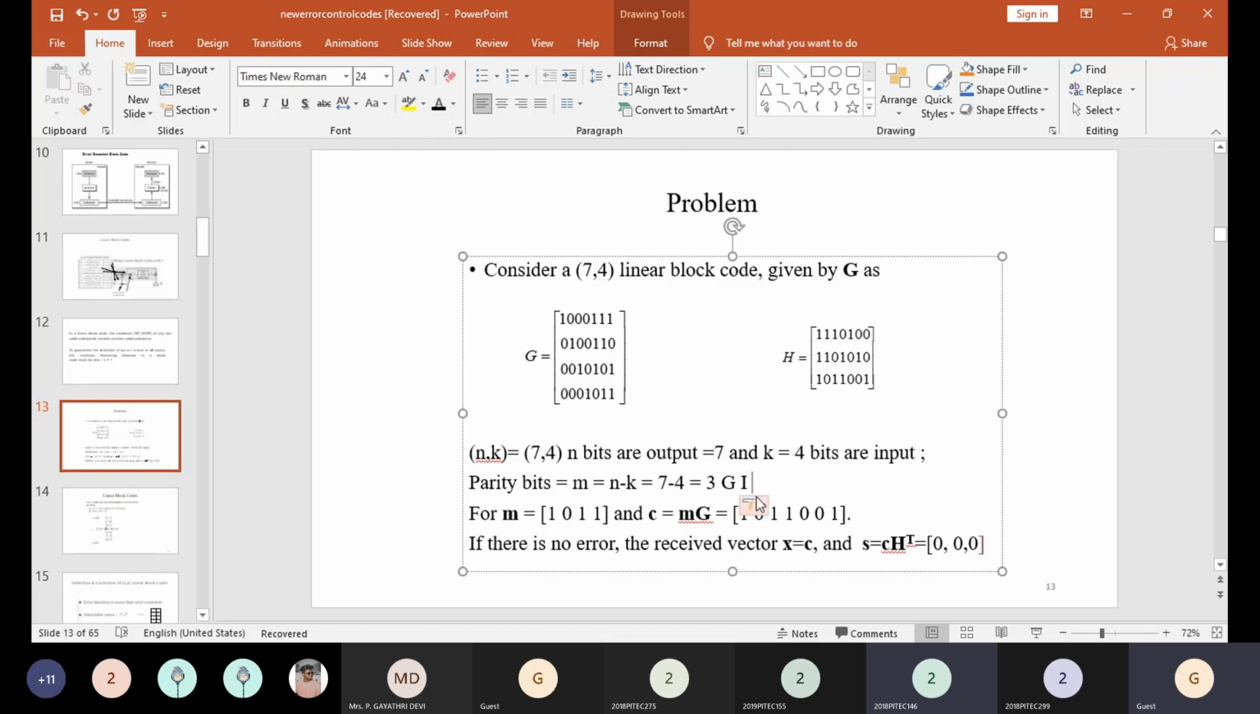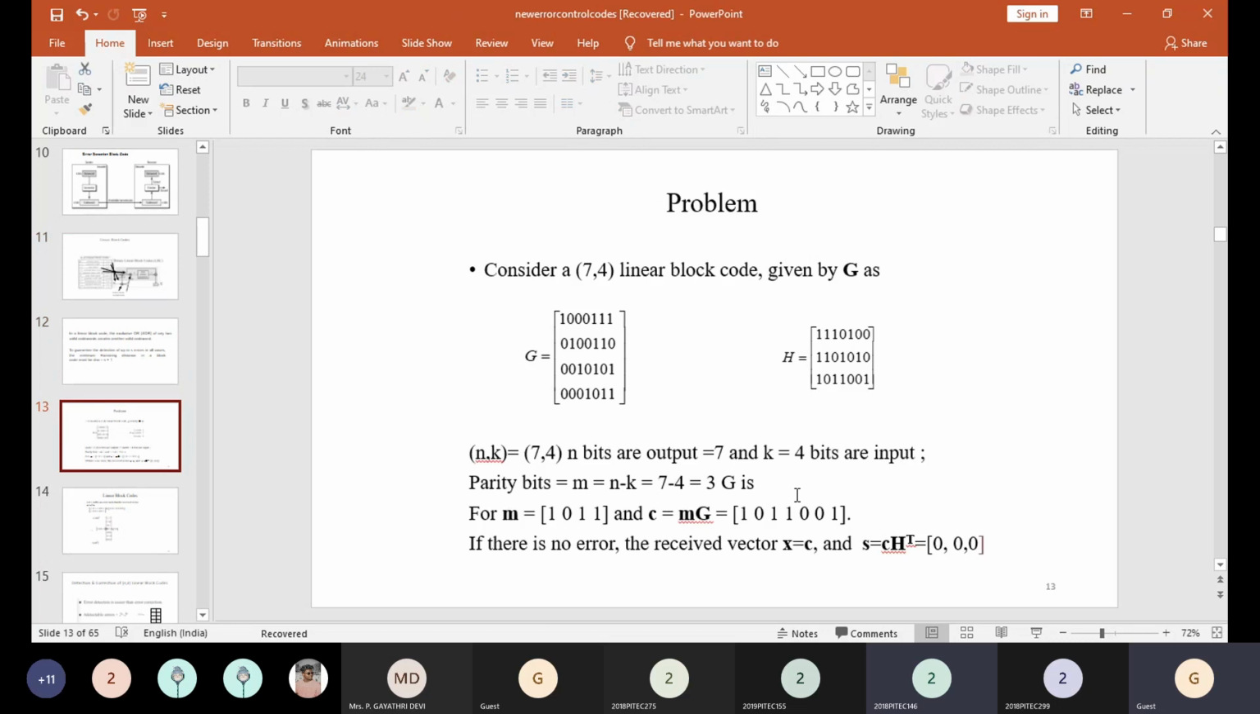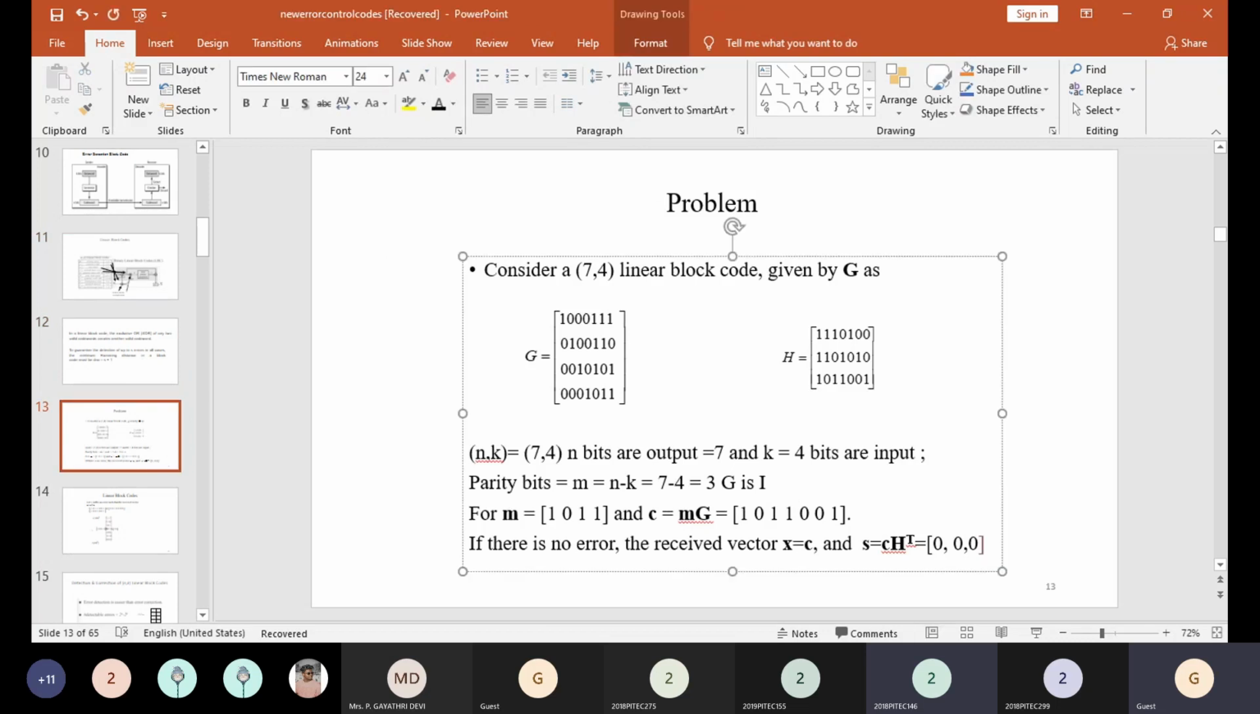We have seen the syntax of the generator matrix. The generator matrix has dimension k by n. It is made up of the identity matrix I_k, concatenated along with the parity matrix, which is another k by n minus k matrix.